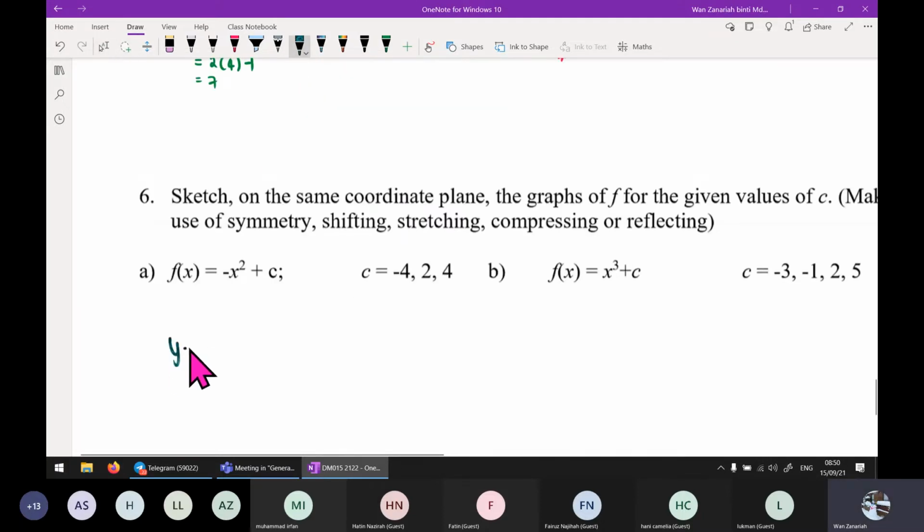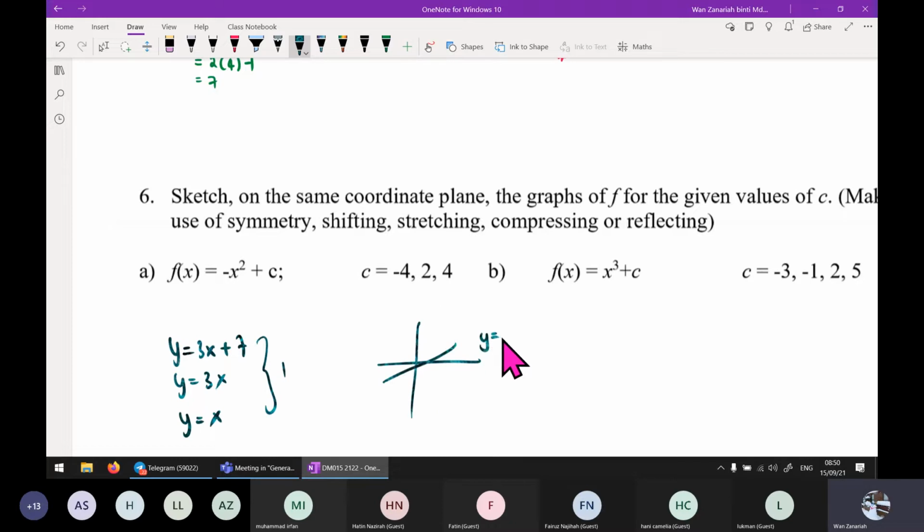Sebelum tengok soalan ni, I nak you buat contoh y equals 3x plus 7 and then I nak you buat y equals 3x, y equals to x. Okay, so ini dalam satu graph. So what you do, this is y equals to x. And then 3x, what do you expect? Why do you expect to sketch y equals to 3x? The gradient will be apa? Positive. Of course positive, tapi sama ke dengan y equals to x? Can it be the same? No, exactly no. What it will be? Steeper.